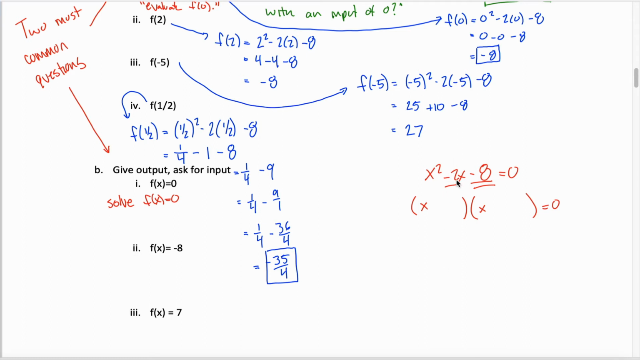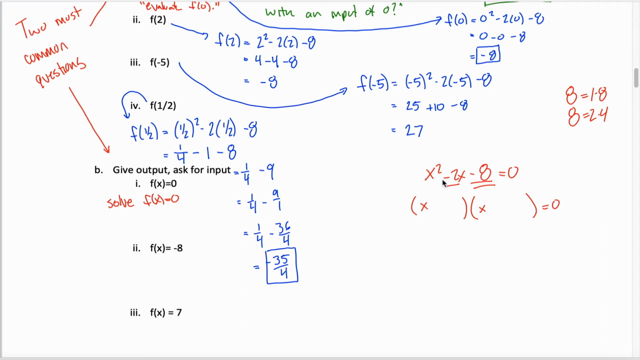There's lots of numbers that add together to get negative 2, so it makes more sense to focus on what I can multiply together to get negative 8. Well, let's see, 8 is equal to 1 times 8, and it's also equal to 2 times 4. So if I want negative 8, I either have to have negative 1 and positive 8, or positive 1 and negative 8, or negative 2 and positive 4, or positive 2 and negative 4. So I have these 4 options that I'm considering.